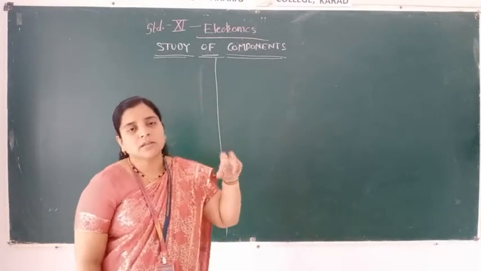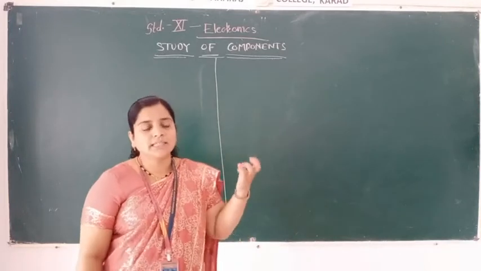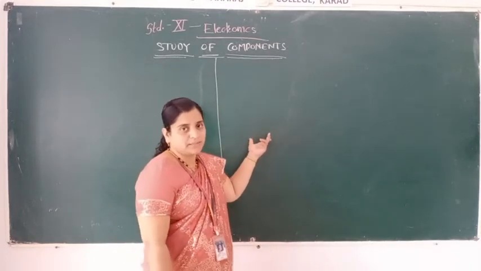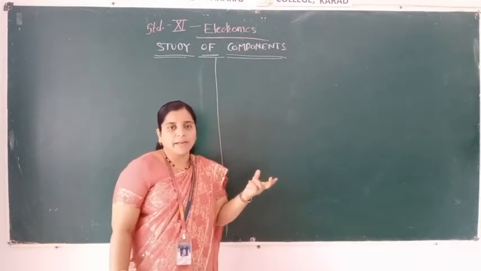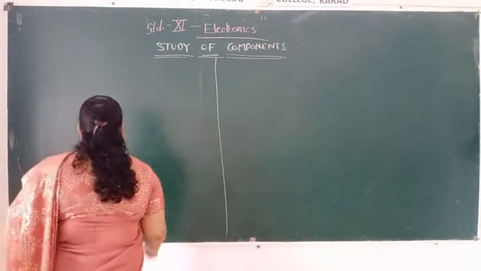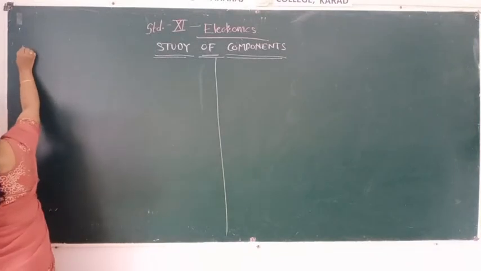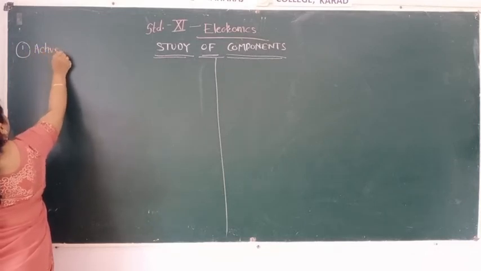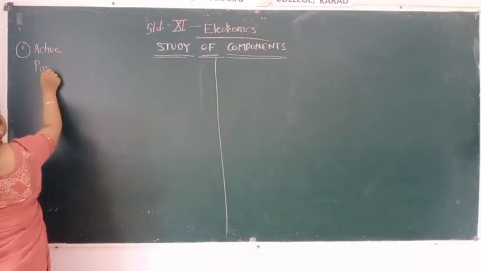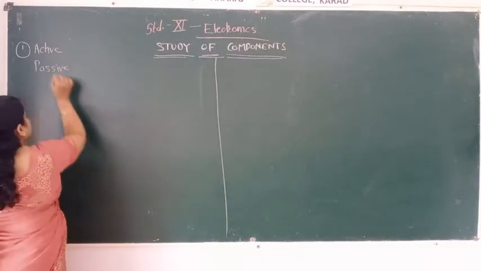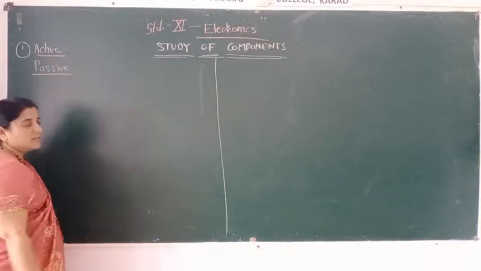All lectures have been sent, but the sequence of the lectures is not exactly the same as in the syllabus. Therefore, I am going to remind you of the points one by one which are there in this chapter. The first point we have taken is components. There are two types of components: first is the active component and second is the passive component.